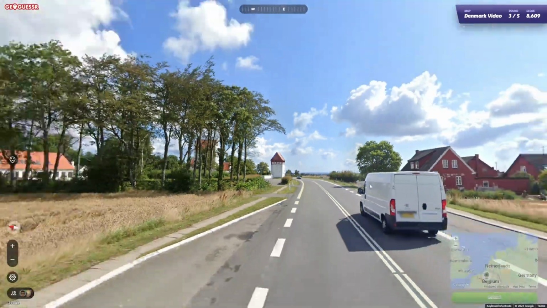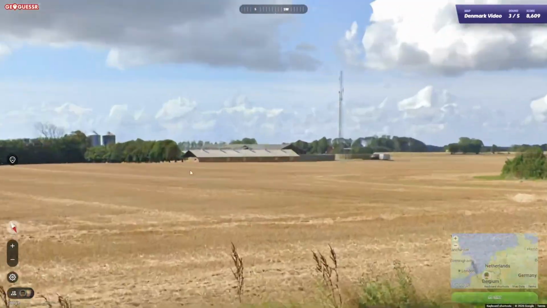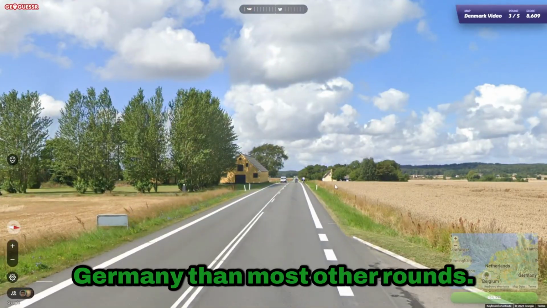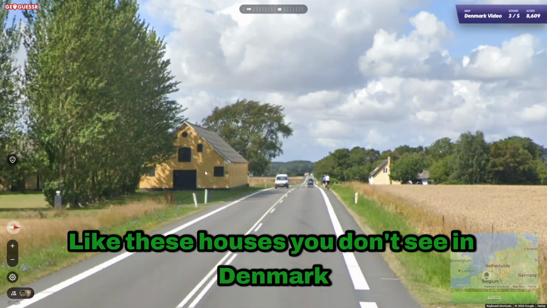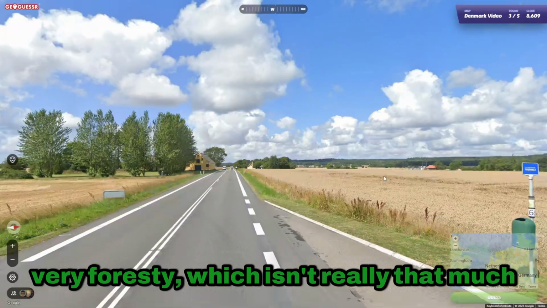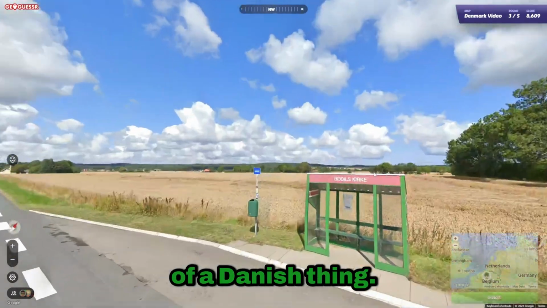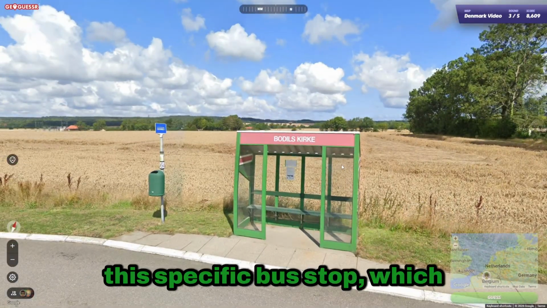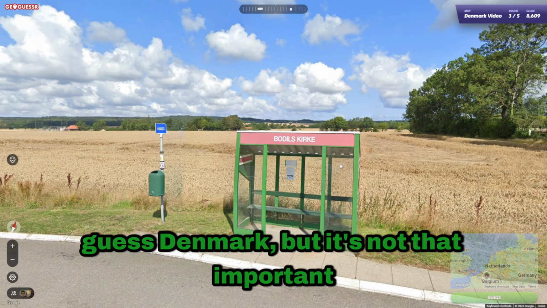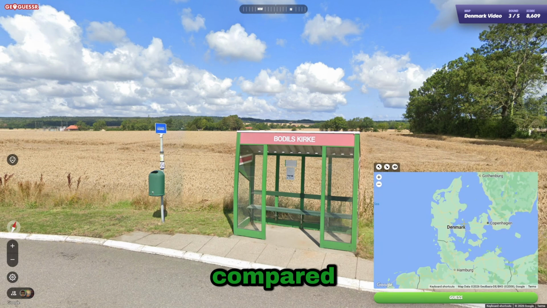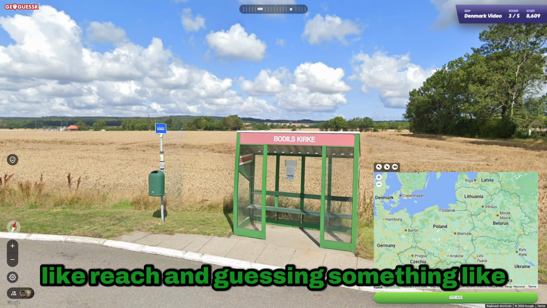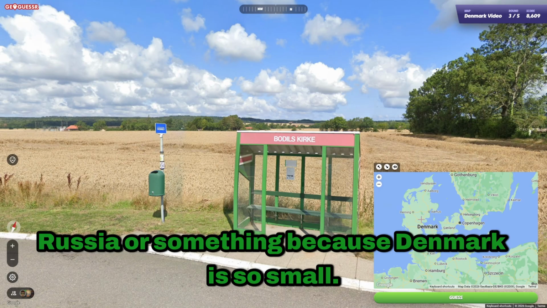This round itself does feel weirdly, I mean, it feels very Danish, obviously, but it also feels more like Germany than most other rounds. Like, these houses you don't see in Denmark very often. It is very foresty, which isn't really that much of a Danish thing. And then this specific bus stop, which bus stops are a great way to reach a guess in Denmark, but it's not that important compared to guessing something like Russia or something, just because Denmark is so small.